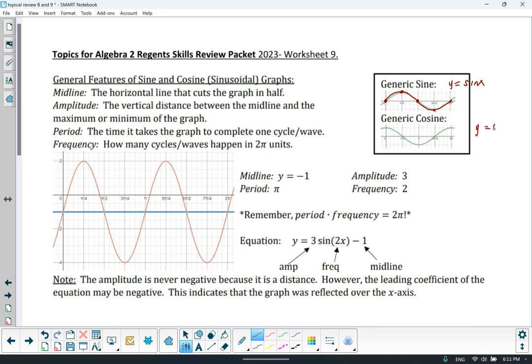For cosine of x, the typical unit would start on the maximum value, midline, minimum value, midline, and then returns to the maximum value. So maximum, midline, minimum, midline, maximum.